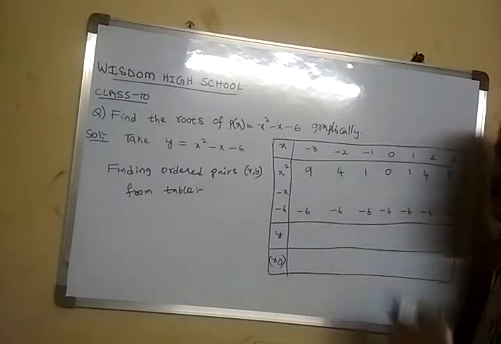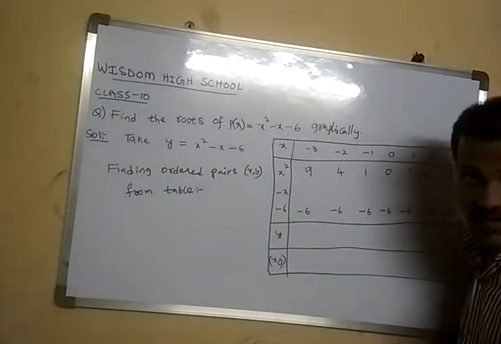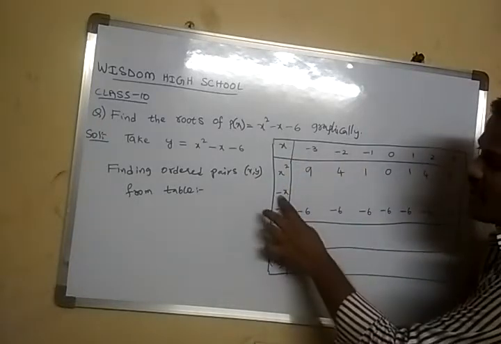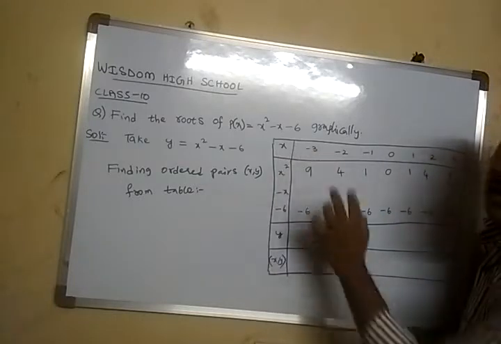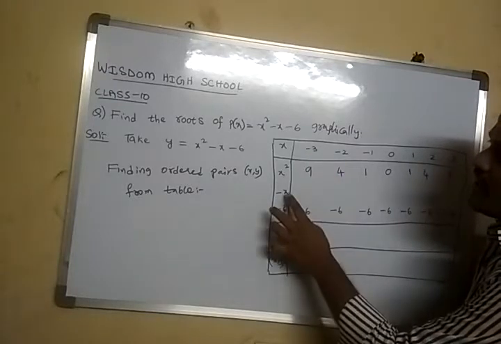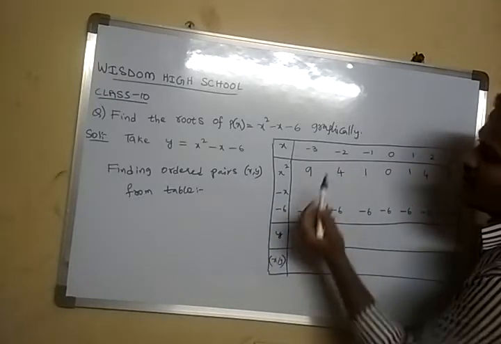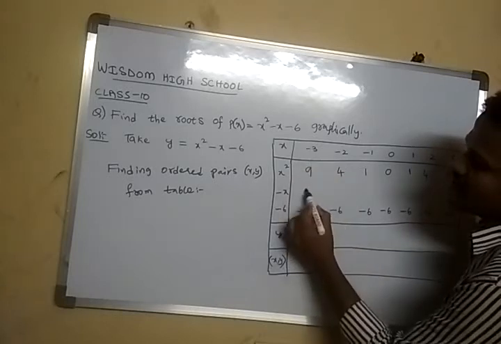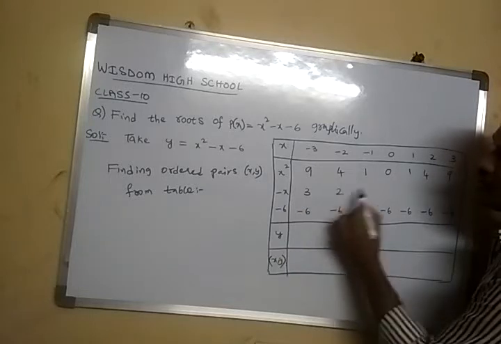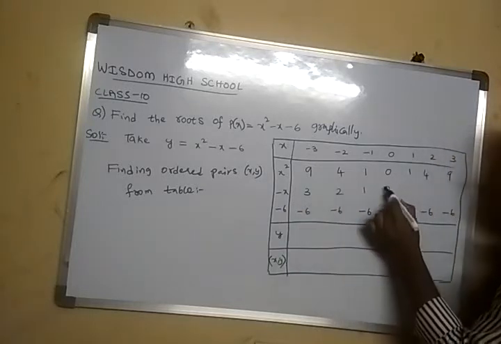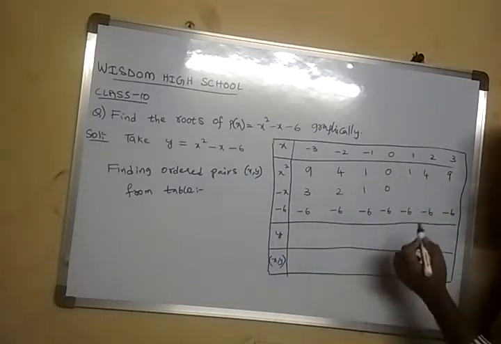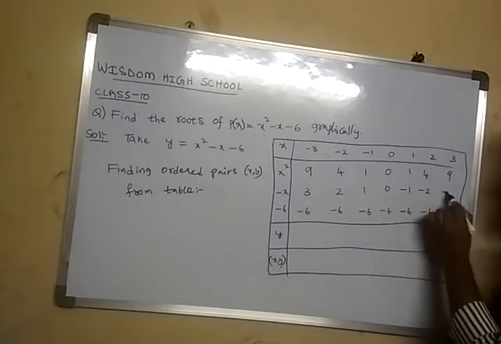After getting x square, now try to find the -x values also. If the x value is -3, then -x means minus into minus, and the product of minus and minus is positive. So here it is plus 3. Now for x value -2, minus into minus is plus 2, then plus 1, and as it is 0 here. Then minus into positive is negative, so -1, -2, -3.